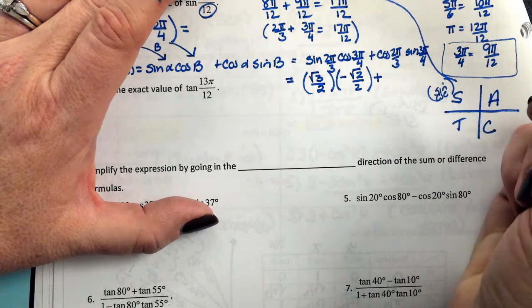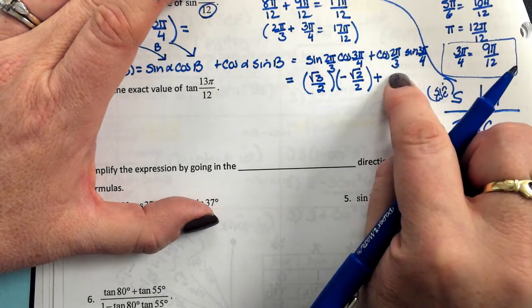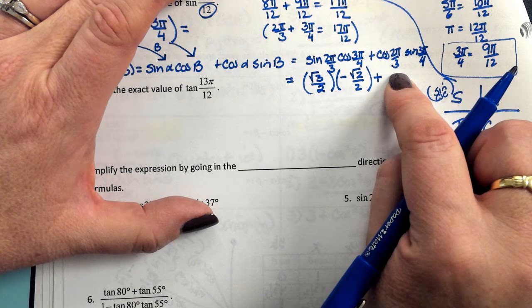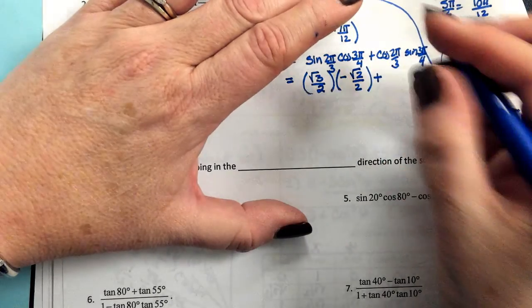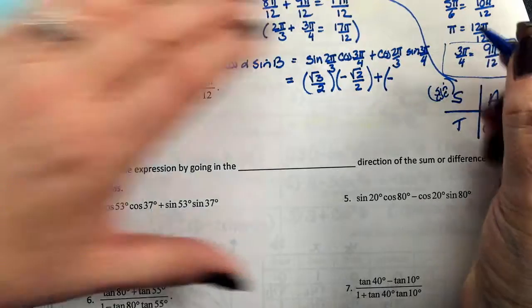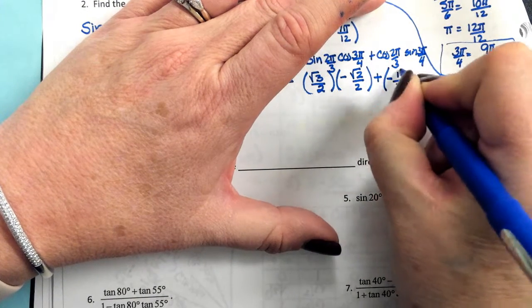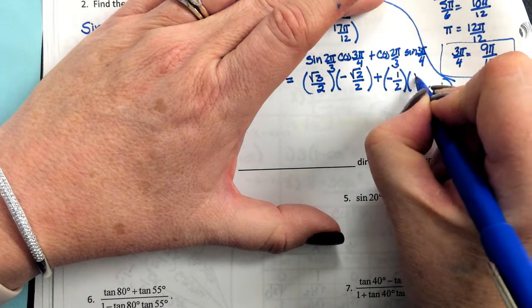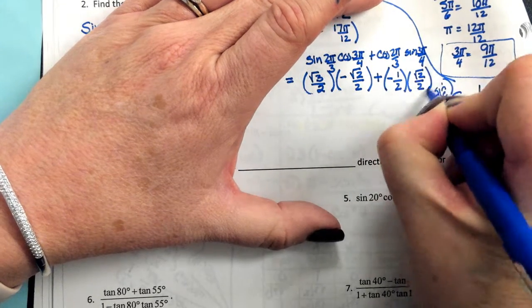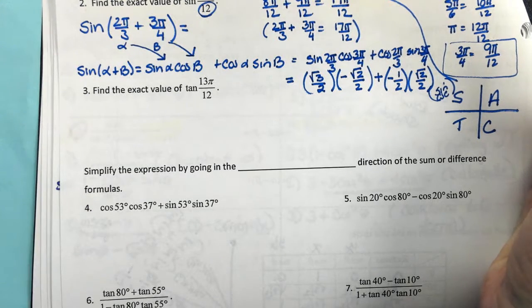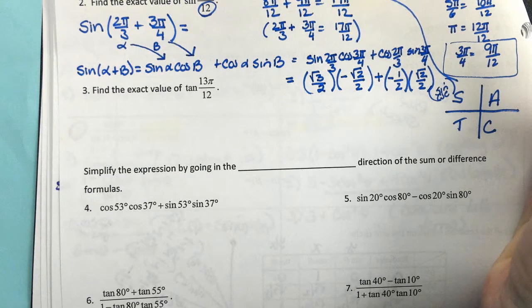Plus cosine of 2 pi over 3. Again, 2 pi over 3 is in quadrant 2. Cosine is negative. So what is the cosine of 2 pi over 3? Negative 1/2. Sine of 3 pi over 4 is going to be positive square root of 2 over 2. Guys, I can't emphasize this enough. If you don't know the unit circle, you're not going to get any of these problems right. You've got to know the unit circle.